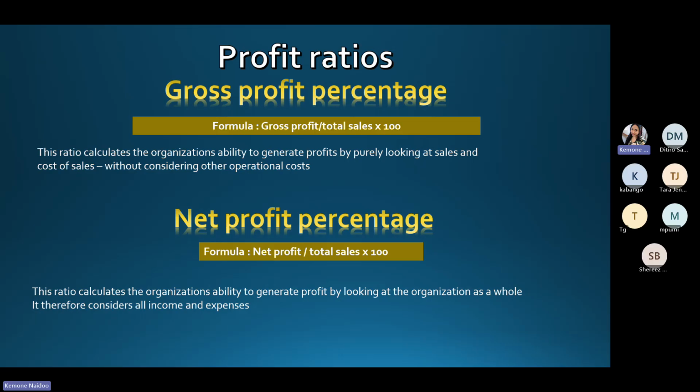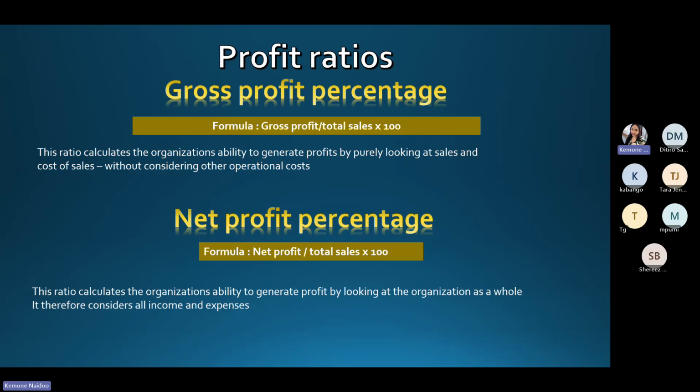This is trying to calculate the organization's ability to generate profits. But here you are looking mainly at sales and cost of sales. Okay, you're not considering any other expenses, any other operational costs. Purely just sales and cost of sales. So your formula here will be gross profit divided by your total sales times 100, because we want to form a percentage. Always remember that when you are trying to form a percentage, you need to times by 100. If you are forming a ratio, you do not need to times by 100.